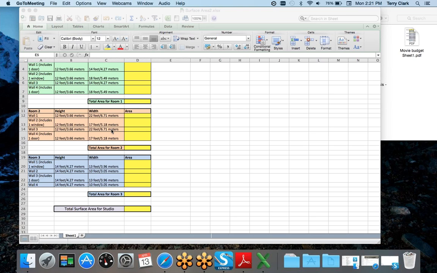And once again, with the area, you see the 12. If you're going to use feet, it would be 12 times 14. If you're going to use meters for the first one, it's going to be 3.66 meters times 4.27 meters. And that's going to give you square feet or square meters when you're finished.